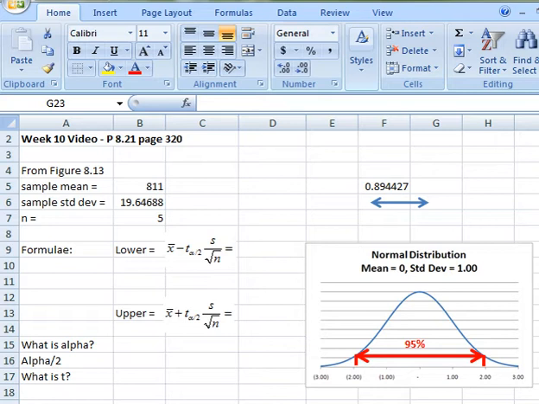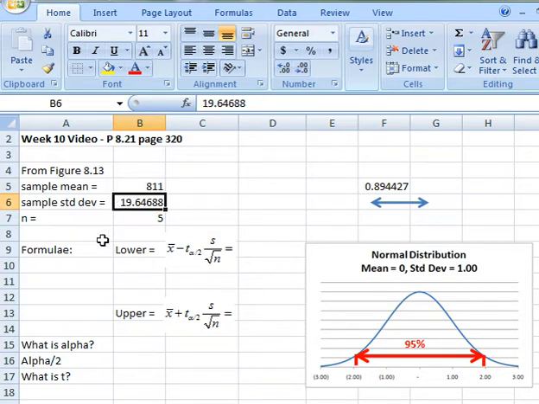Well, the sample that was taken was of size 5. They made 5 test runs to see what effect this catalyst would have on the machine. And they measured a sample mean of 811 pounds. Well, that's good. That's a lot better than 750. But how confident can we be that this catalyst really does increase it to more than 750 pounds? Well, the other fact we have is that the sample standard deviation is 19.6.